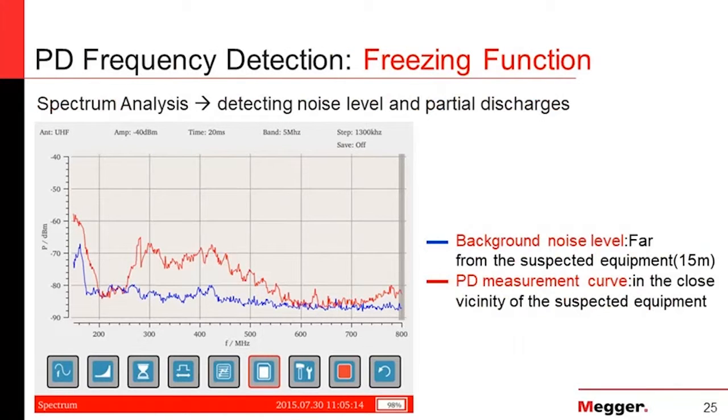Okay, the freeze function. The freeze function is very effective at site, and the procedure is like this. You stay away from suspicious equipment which might have PD, normally more than 15 meters away. You do one scan or frequency spectrum, freeze that, then get as close to the equipment as possible with the instrument, do another scan, and put them together to see what's the difference. If we have a difference, it means we have some PD in that equipment. So you can zoom in on the frequency, go to time domain, and do more analysis.